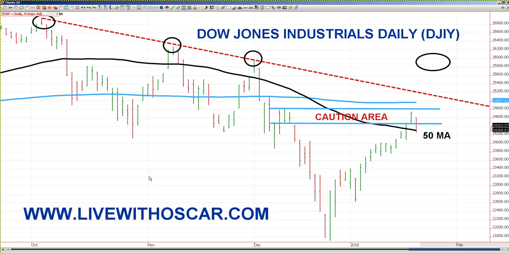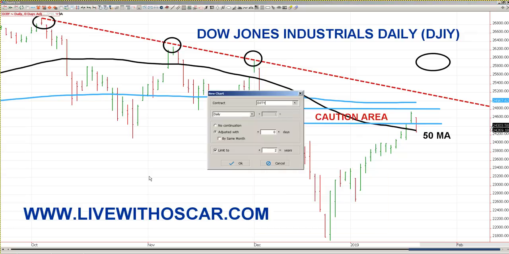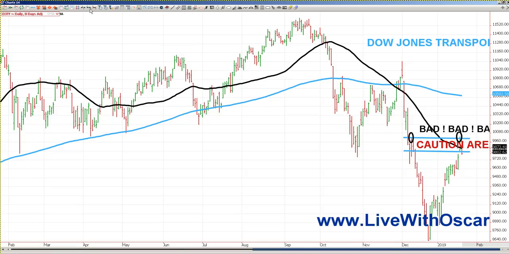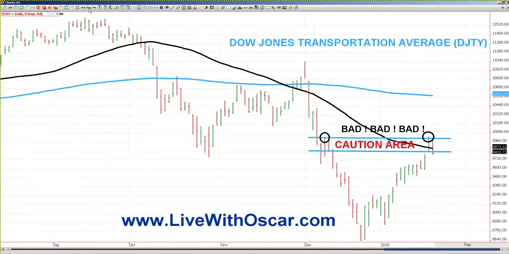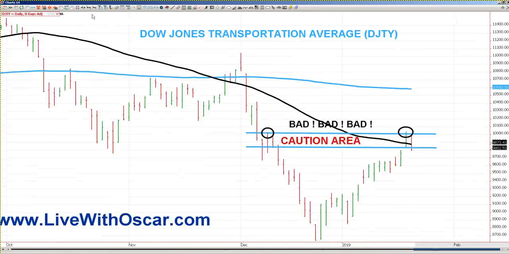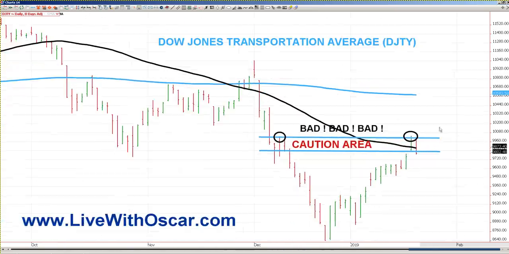And let's move to another chart. Dow Jones Transportation Average. So with this one, really bad if you ask me. Really bad, because this one went right to the height of the meat of the breakdown area. Right there. This one went right to that spot. Turned around, right back down under the 50 as if it didn't matter.